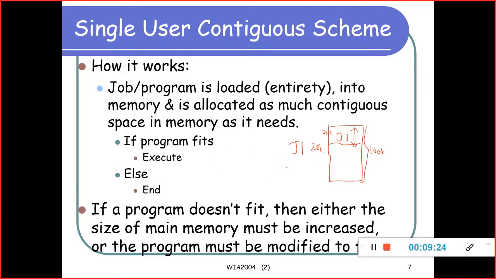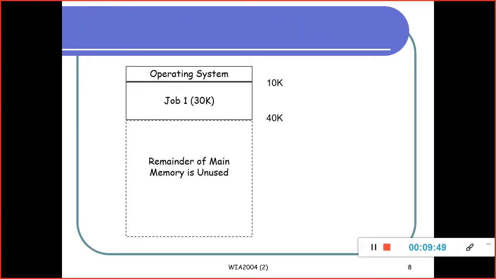This is case one. In case two, job one is 150K. Because the memory size is 100K, job one in case two at 150K will just end the program. It will not execute. If a program doesn't fit, then either the size of memory must be increased or the program must be modified. That's the only solution.